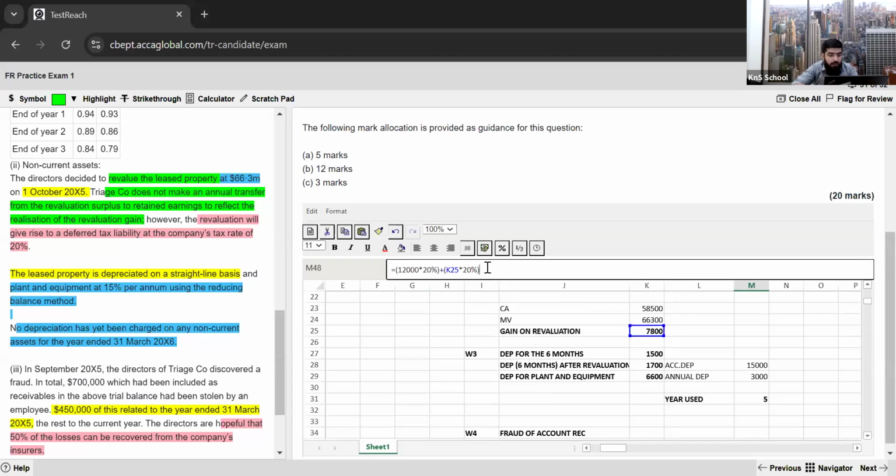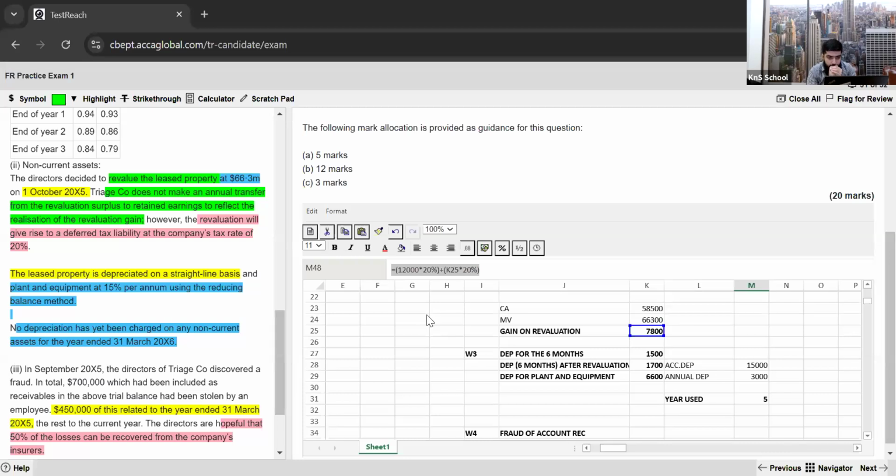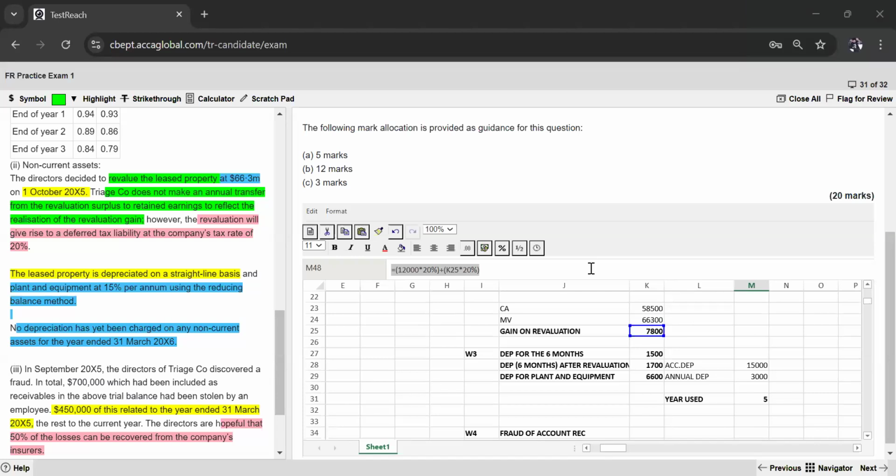You can see the formula bar over here: 12,000 times 20%. Why? Because that 12,000 is the taxable temporary difference, and we will apply the tax rate. Yes, that's perfectly fine. Very good. 12,000 plus 7,800 times 20%. Perfectly fine. Excellent. This is also the simplest way to do that one. Very good.